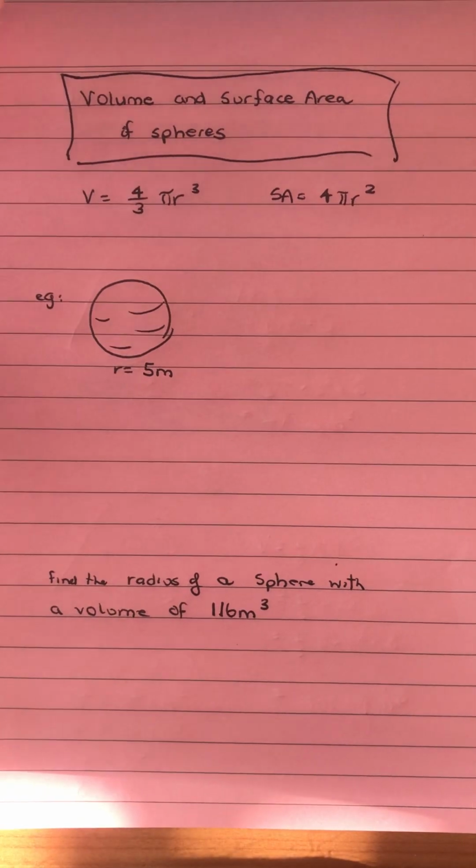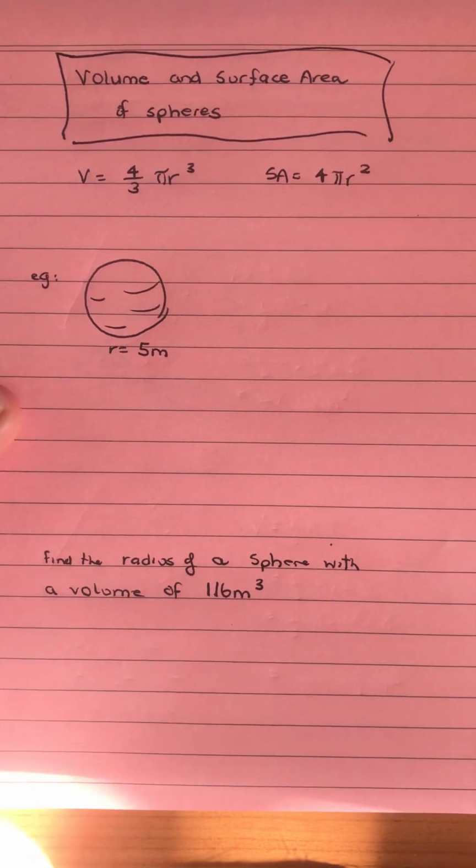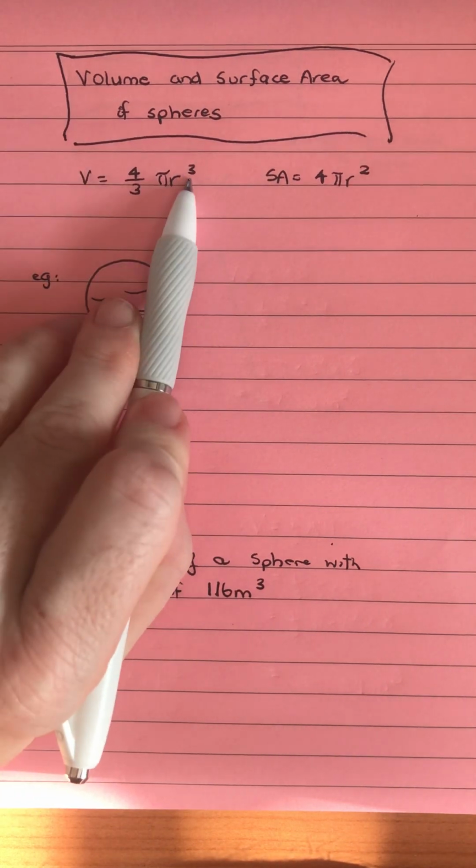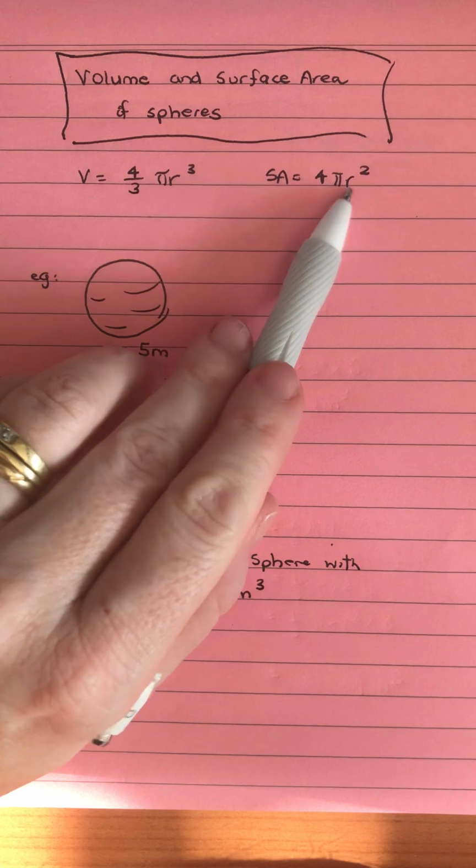Okay, in this video I'm looking at volume and surface area of spheres. So we've got two rules for that. Volume is 4 on 3 pi r cubed and surface area is 4 pi r squared.